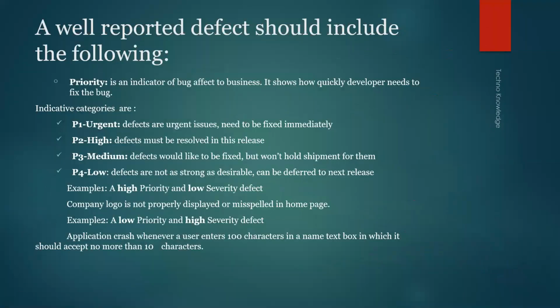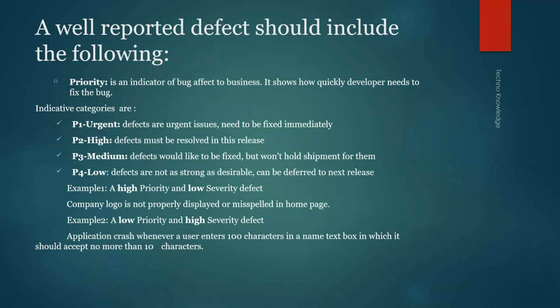So next comes the priority. Priority is an indicator of how the bug affects the business. This is very important because generally priority is set by the business team. The typical priority could be P1, P2, P3, P4, where P1 is urgent, issues which need to be fixed immediately. P2 means high priority, where the defect must be resolved in this release. And P3 is a medium one, where it should be fixed.